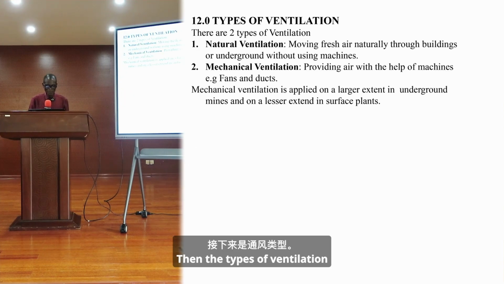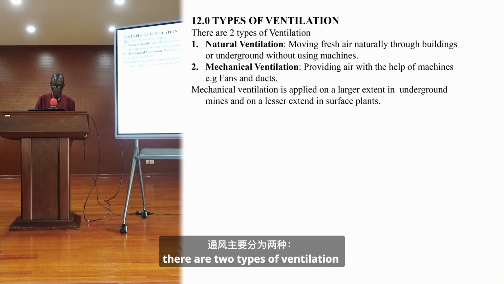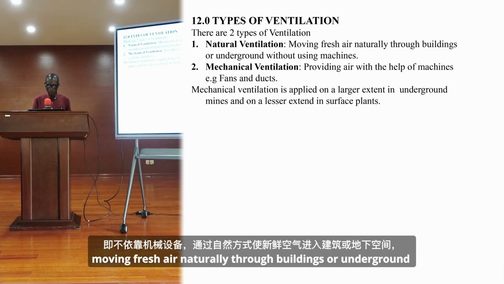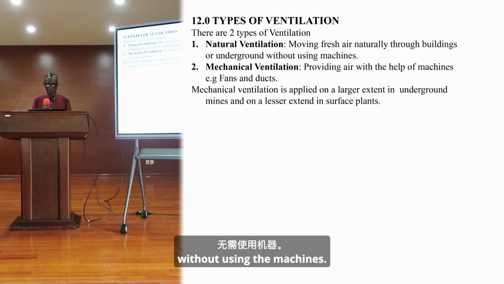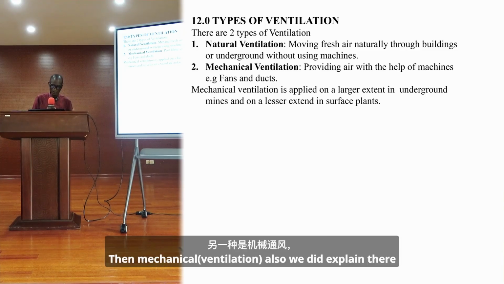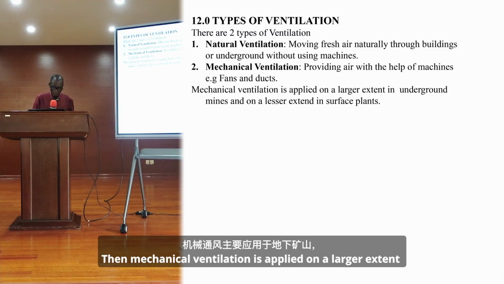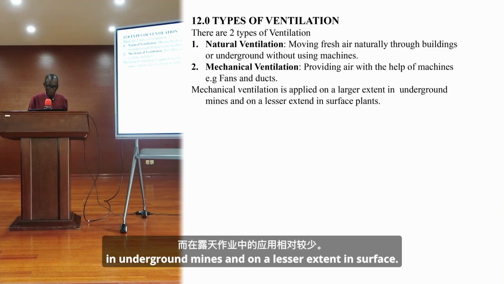Then the types of ventilation, there are two types of ventilation. We have natural ventilation, moving fresh air naturally through buildings or underground without using machines. Then mechanical, which we also explained, that is providing air with the help of machines underground. Mechanical ventilation is applied to a larger extent in underground mines and to a lesser extent on surface.